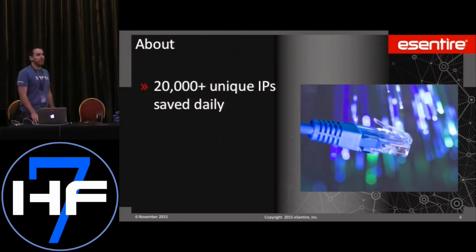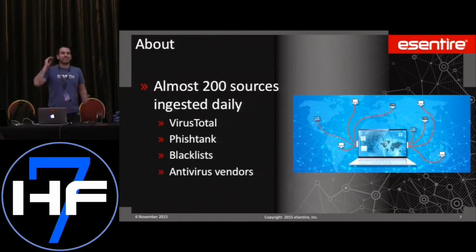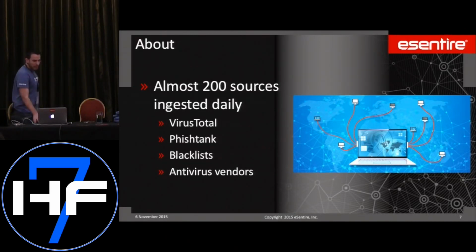So on average, Cymon ingests about 20,000 new IP addresses that have never been reported before each day. And we have close to almost 200 different sources, different feeds. Some of them, for example, VirusTotal would be one feed, Firestein, and so on. Some antivirus companies have websites where you can submit a URL and they'll scan it for you. And if they post those results on a public web page, then Cymon will go out and scrape that too. So a lot of different sources.